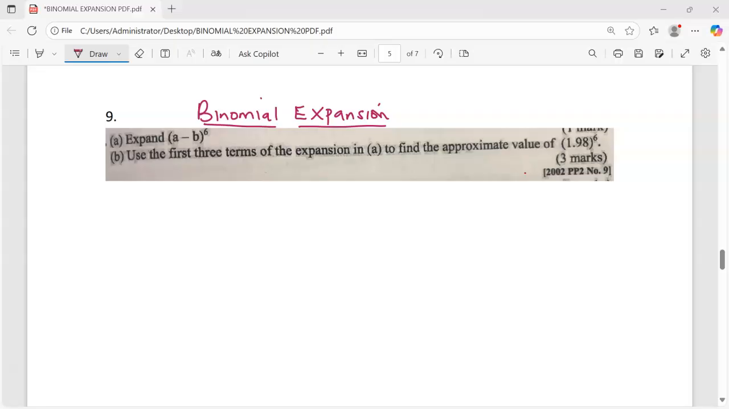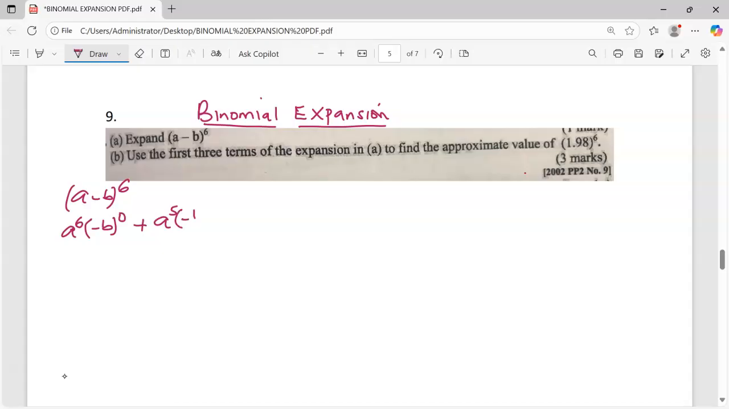This is binomial expansion, KCSE 2002 Paper 2, question number 9. The first part of the question: expand (a − b)^6. Remember, as usual, the first term, which is a, will begin with the power of 6. Then we multiply by minus b, which is the second term, but this one begins with 0. The powers of a will move down as the powers of negative b go up. So from a power 6, we are going to move to a power 5.